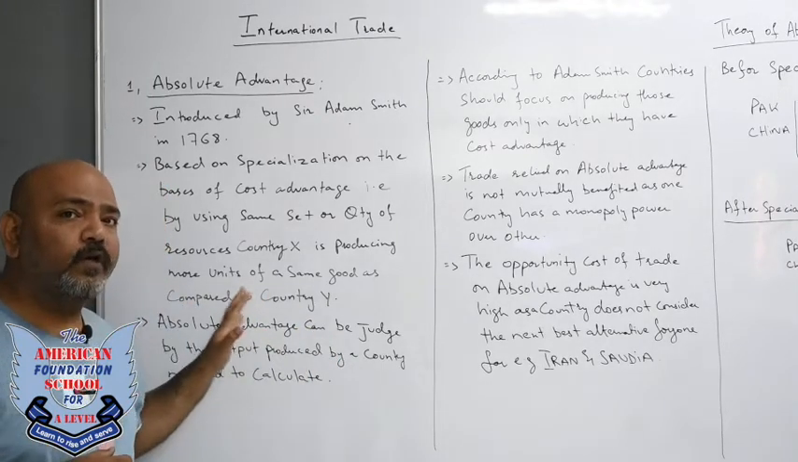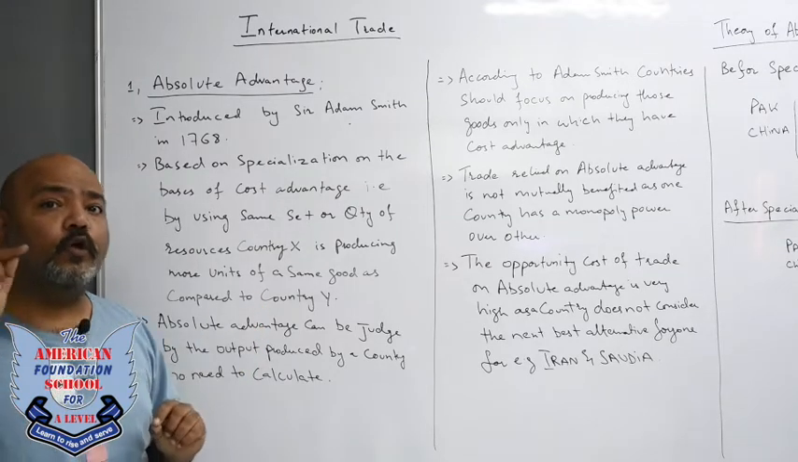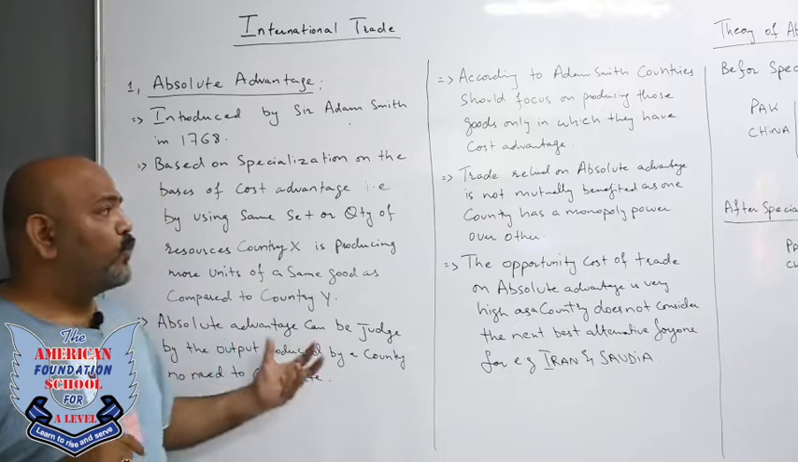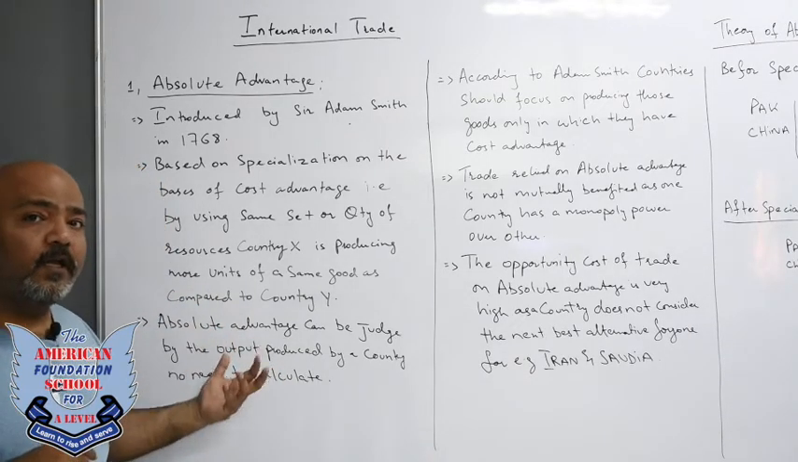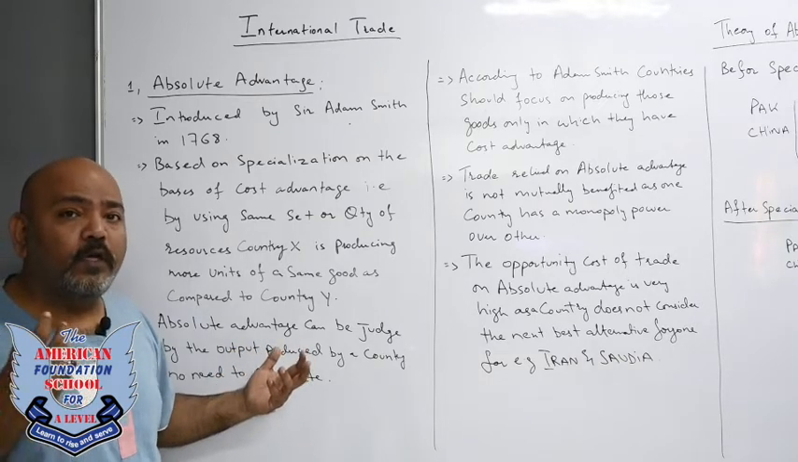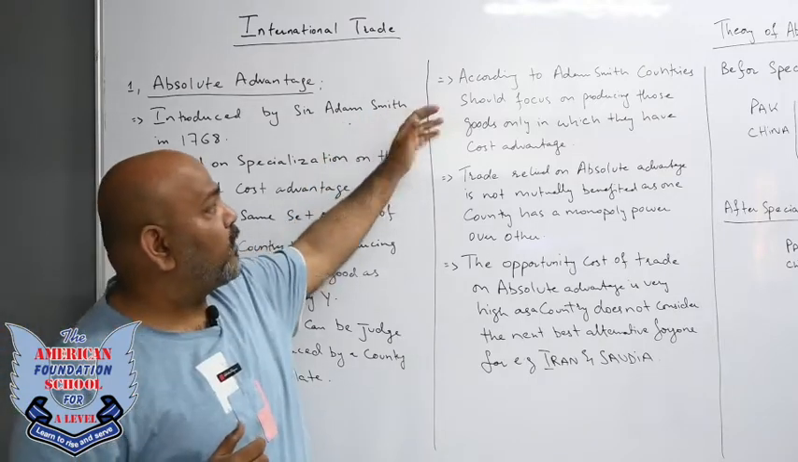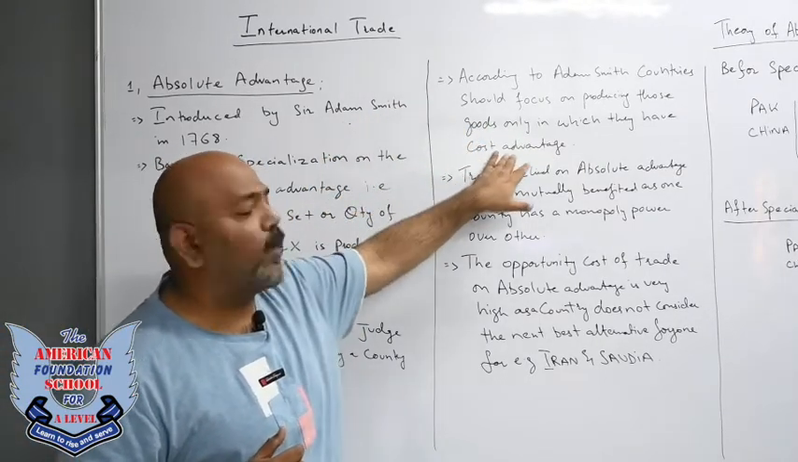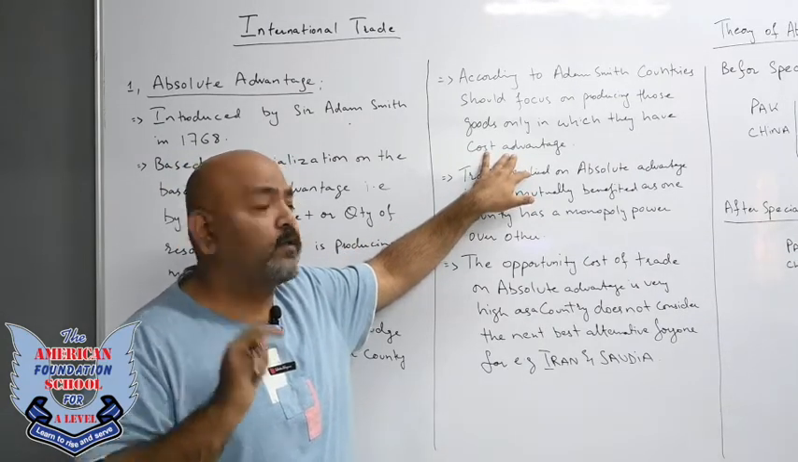It does not include absolute advantage. Absolute advantage has nothing to do with opportunity cost ratios. Just keep it in your mind. Absolute advantage is basically cost advantage. It has nothing to do with the calculation of ratios on the basis of opportunity cost. I think I am clear enough. Let's move on. According to Adam Smith, countries should focus on producing those goods only in which they have cost advantage. It means cost of production, not opportunity cost.